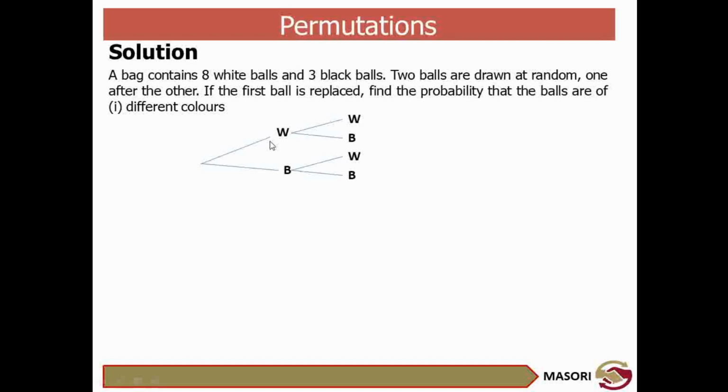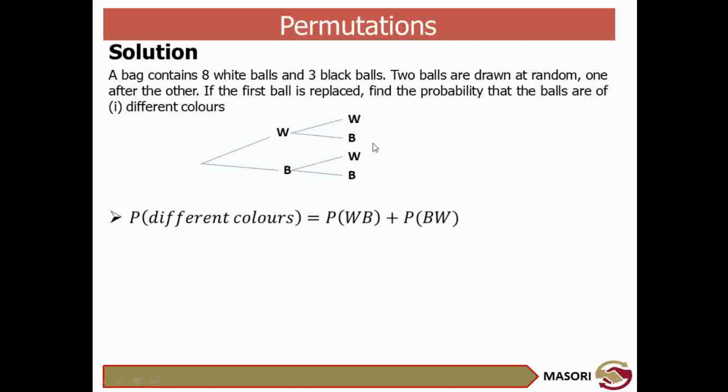Now, at this point then, we need to understand how these probabilities can be calculated. The probability that the balls are of different colors will be obtained by us following the route where we have different colors. If the first ball was white, then the second ball must be black. And if the first ball was black, then the second ball must be white. Therefore, the probability of us obtaining different colors will be this route. So we go white, black, plus black, white.